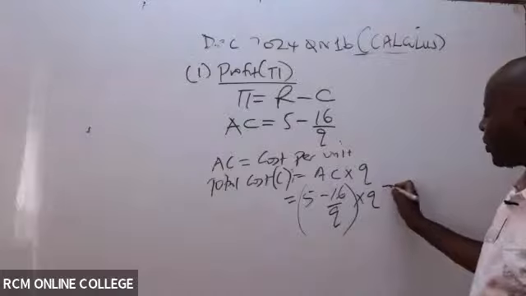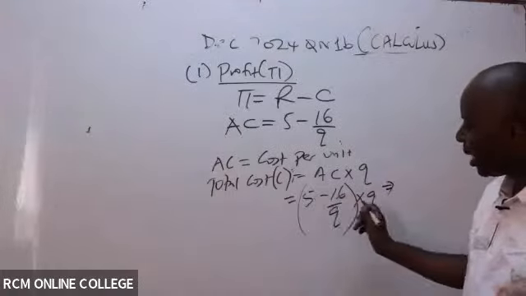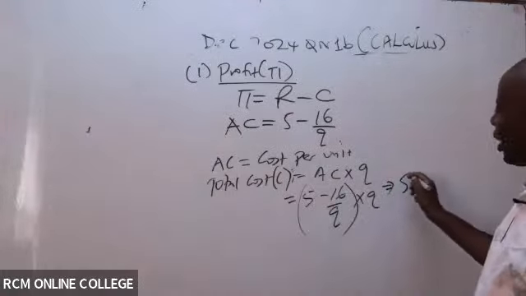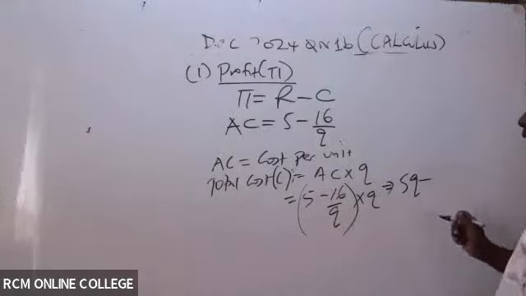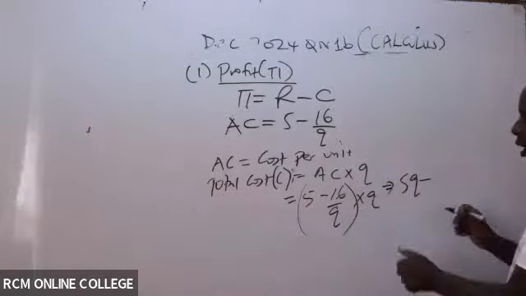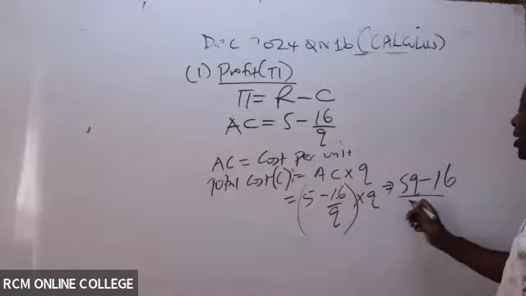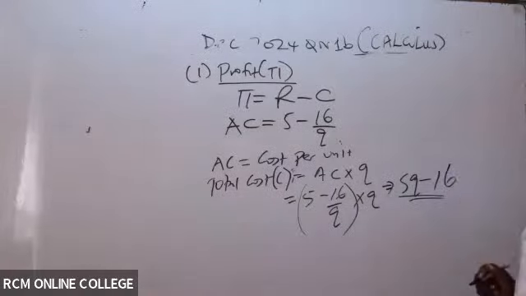When you distribute this inside here, Q will multiply this number, and it will multiply this number as well. So it will be 5Q minus this and this, the Q and the Q will cancel out, minus 16. So this is the cost function: 5Q minus 16.